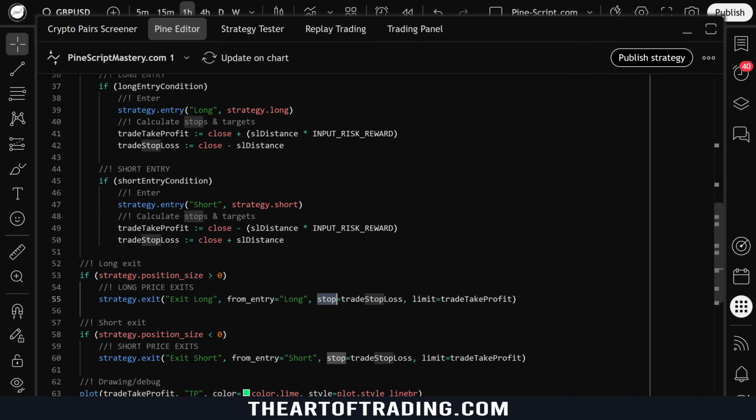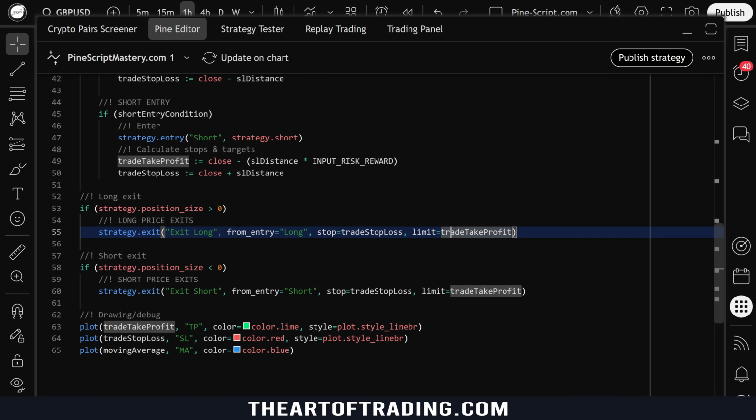We are passing in a stop price and a limit price. So stop is our stop loss price and limit is our profit limit price. We need to execute this function on every single bar that we are involved in a long trade, and that will maintain those limit orders for as long as our trade is open until one of these is hit. So very simple. That's how you use a fixed price stop loss and take profit in Pine Script.